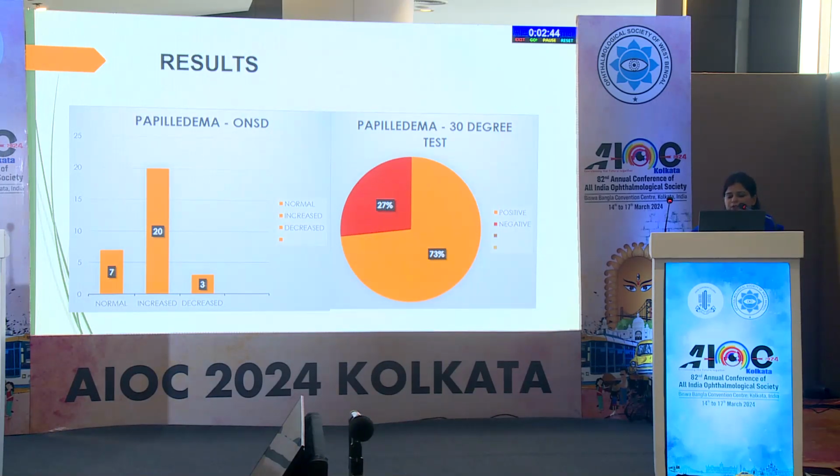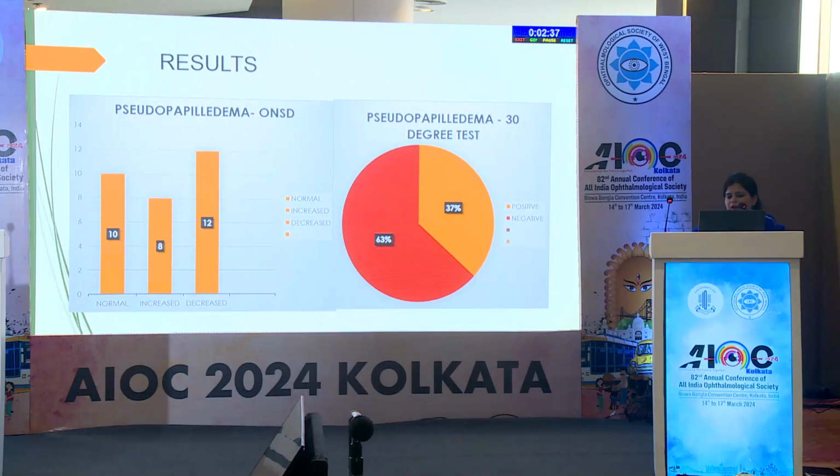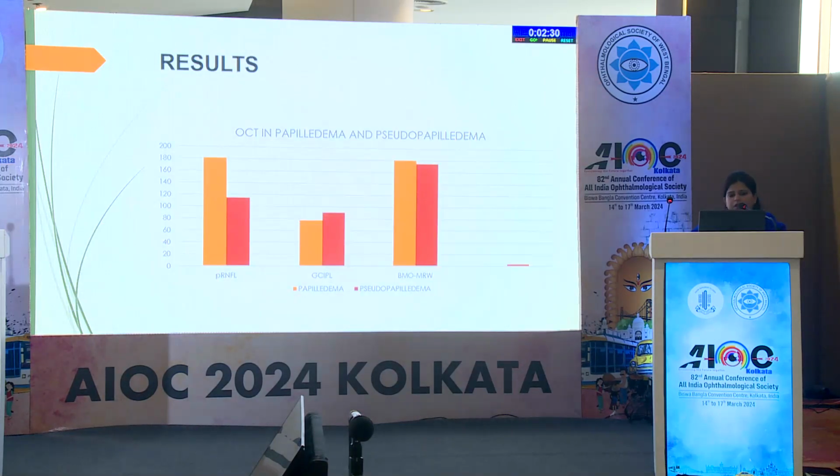The 30-degree test was found positive in 73% of papilledema. However, the same was found positive in only 37% of patients of pseudopapilledema. In OCT in papilledema and pseudopapilledema, we have generally taken the PRNFL and GCIPL. PRNFL was increased in patients of papilledema. However, GCIPL thickness was decreased in the patients of papilledema. Bruch's membrane was comparable in both groups.